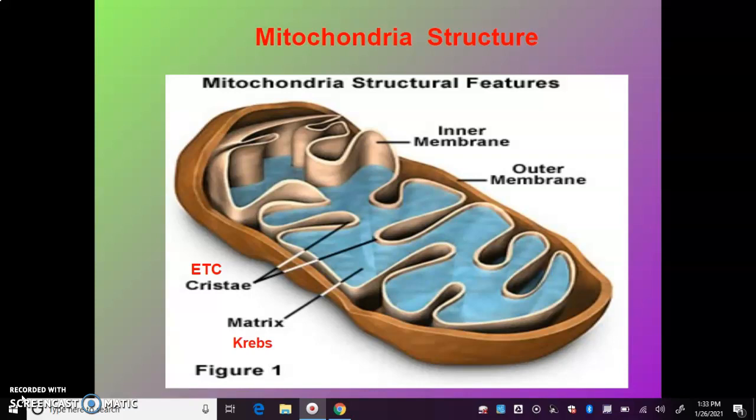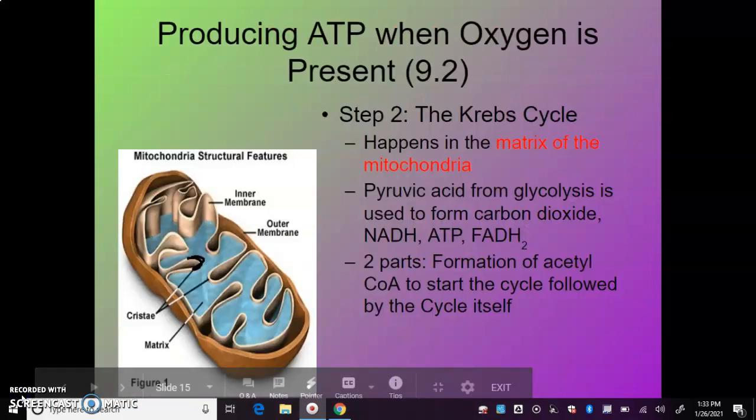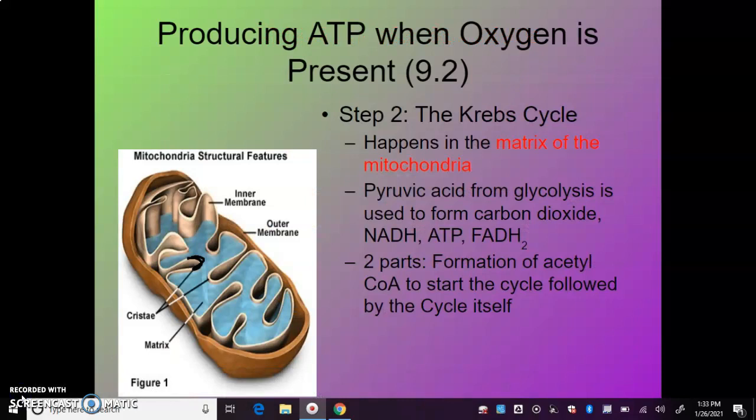Now, in between the inner membrane and outer membrane, there's a little bit of a space. It's called the intermembrane space. So on some of the diagrams, you may see what's called the intermembrane space. The ultimate goal of cell respiration is to break down glucose and get the energy out of it in the form of ATP. So we're trying to produce ATP.